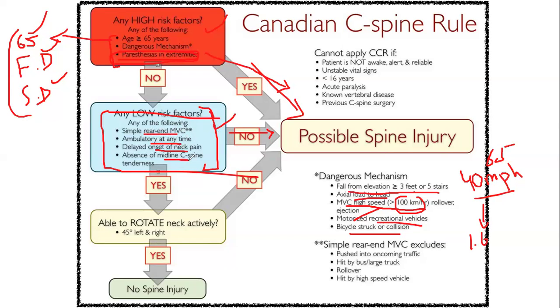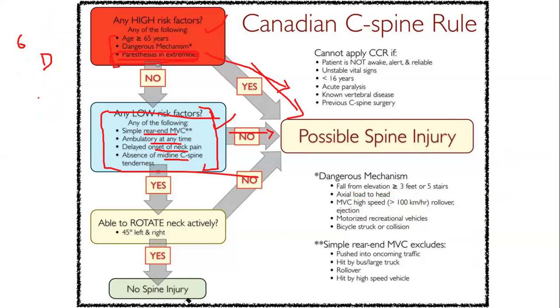You will ask the patient to rotate the neck, and if he can comfortably rotate his neck, then you rule out cervical spine injury. If the patient is not able to move his neck, then what will you do? Then you will advise CT scan of the cervical spine. Okay. Is this mnemonic helpful? 65, fast drive and sensory deprived.